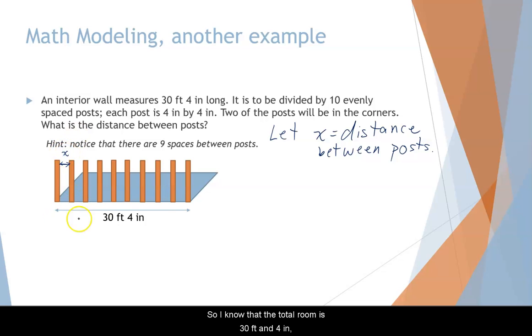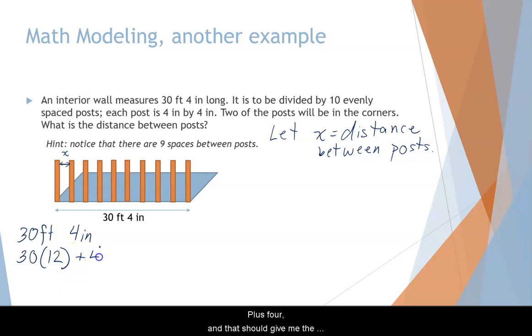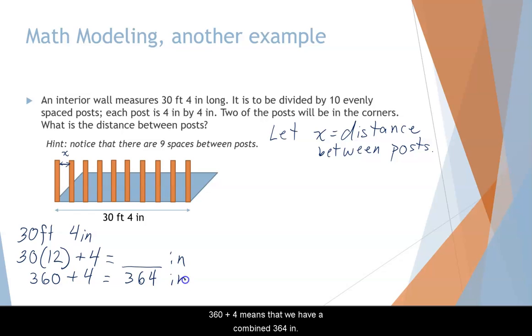So I know that the total room is 30 feet and 4 inches, and there's something right there. I don't want combined units. So I'm going to take these 30 feet and 4 inches and change everything to inches. I know that there's 12 inches in 1 foot, so I'm going to do 30 times 12 plus 4, and that should give me the total number of inches. 30 times 12 is 360. 360 plus 4 means that we have a combined 364 inches.